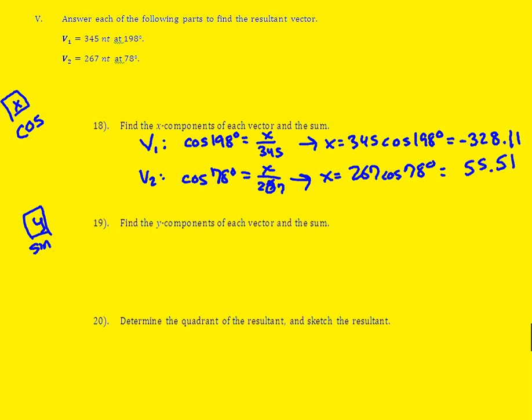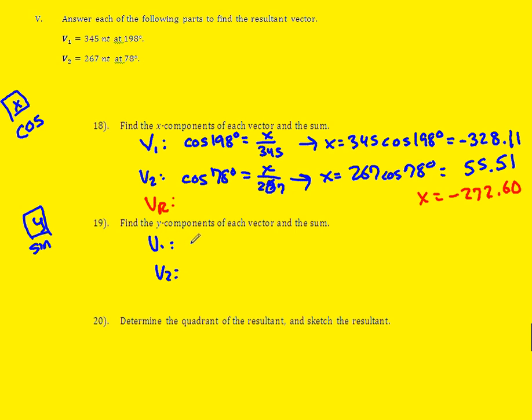Now, to find the resultant vector, v sub r, all I'm going to do is add these two up. So I'm going to get that x equals the sum of these two, which is negative 272.60 as my answer here. Okay, I do the same for vector 1 and vector 2.